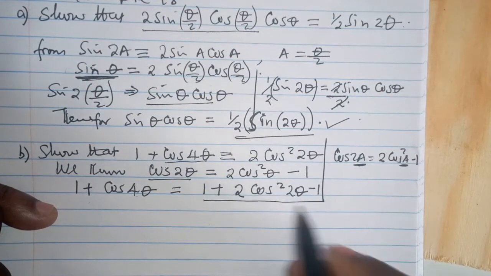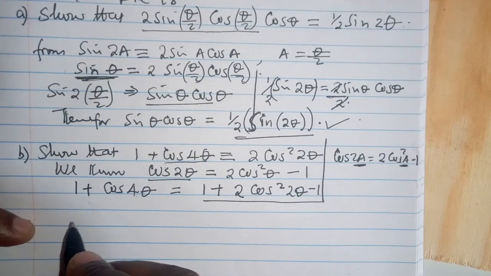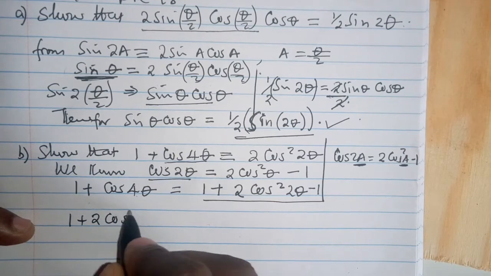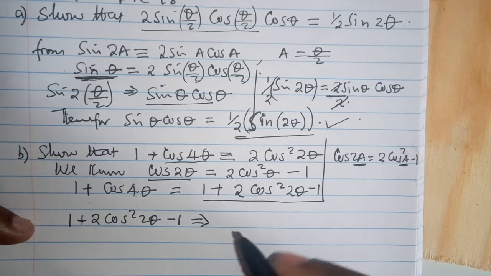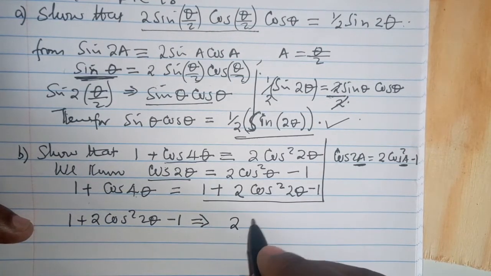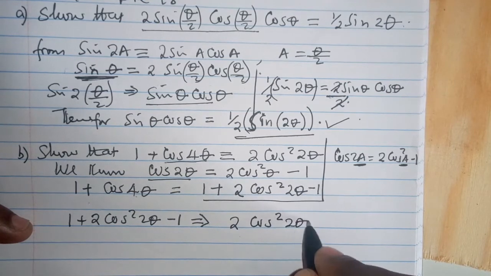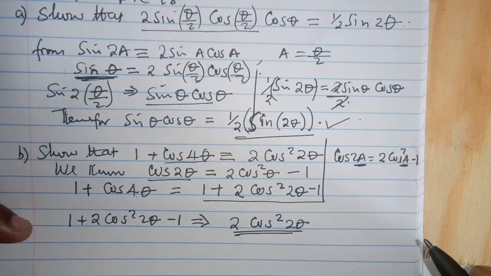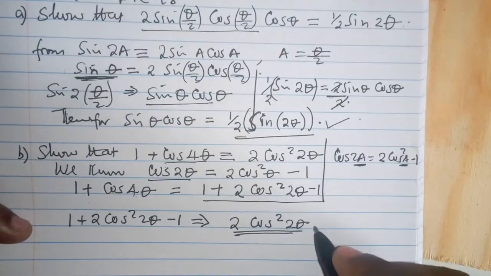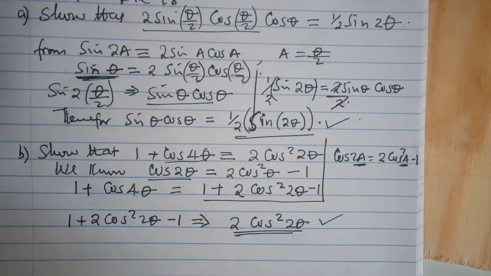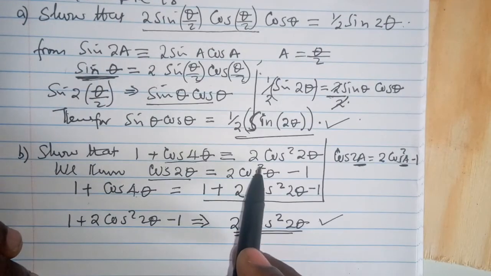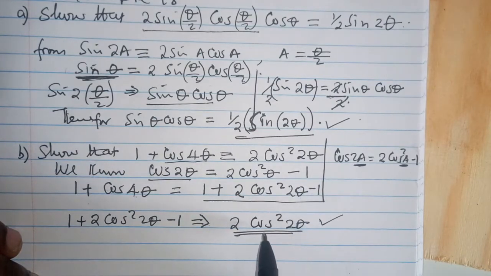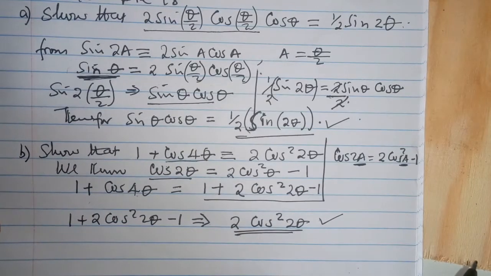So that part now, let us write it afresh here. 1 plus 2 cos squared 2 theta minus 1. Of course, 1 minus 1 is 0. So we are left with 2 cos squared 2 theta on the right-hand side. And this one is just proven. This is what we are supposed to have shown. And now that we have proven that 1 plus cos 4 theta is equal to 2 cos squared 2 theta as part B of example 18, then that is it. And that is what we are required to do.